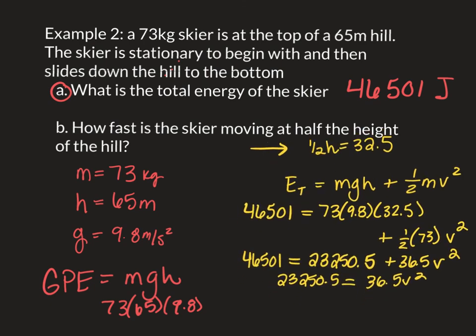So we've got v squared, or well, 637 equals v squared. Take the square root of that, and get our velocity is 25.2 meters per second.